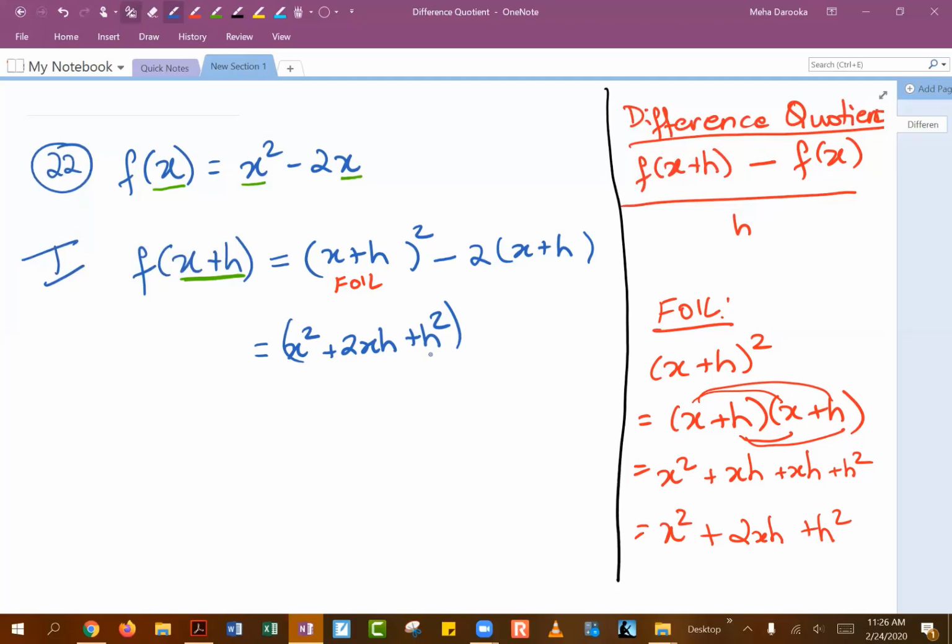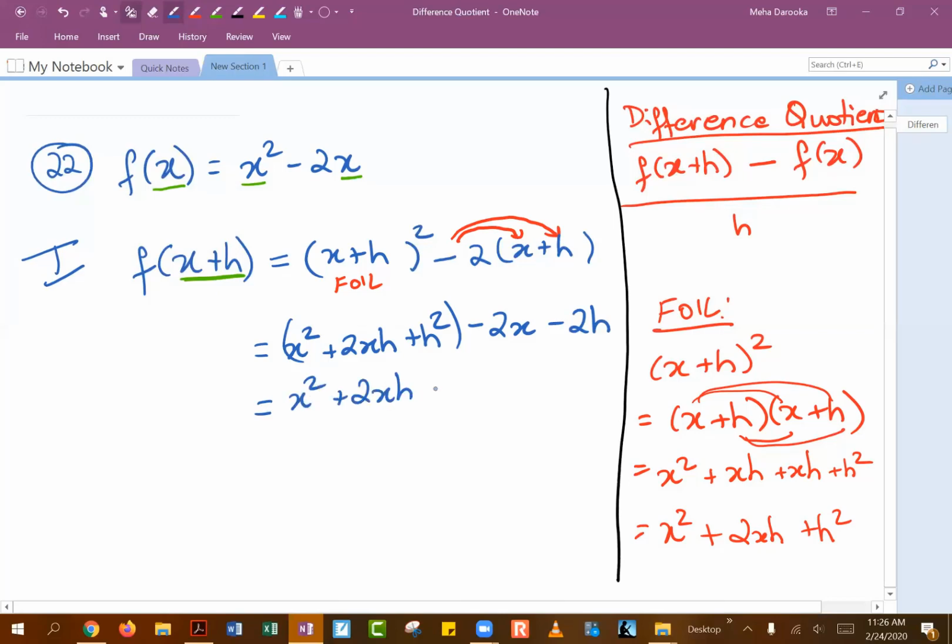Very nice. Magic words, distribute. So you're going to be taking that negative 2 and distributing it with both x and h inside, which will give us minus 2h. And you can actually now get rid of those parentheses. So x squared plus 2xh plus h squared minus 2x minus 2h.